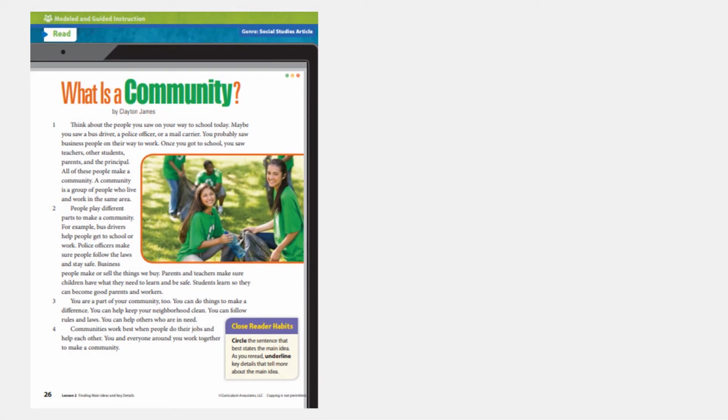So you might be thinking, we were able to come up with the main idea of a cartoon and the key details that support the main idea, but how do we do that with a text? Well, I want you to make sure you're on page 26 of your Ready Common Core book, because you're going to read a story today called What is a Community? And we're going to do what we call a close read with this story.